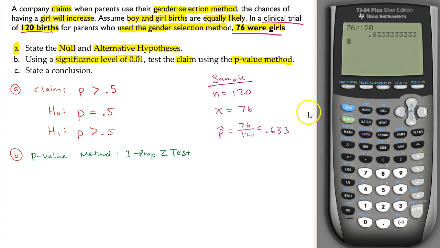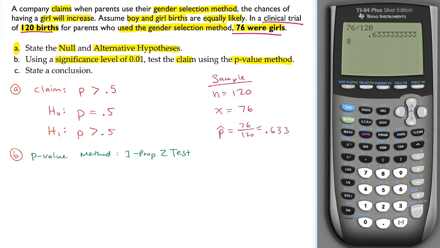Now, you might look at this and say, isn't this sufficient evidence to support our claim? Our claim says that the population proportion of girls would be increased, is greater than 0.5, if the parents go through this gender selection method. Well, isn't this greater than 0.5? Why could we not just use this by itself to say we're going to support the claim?